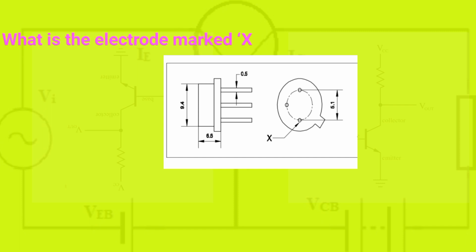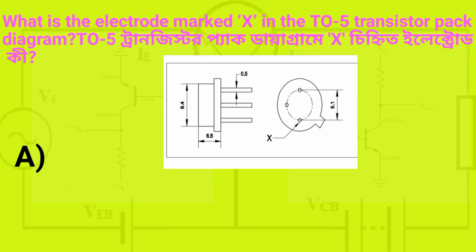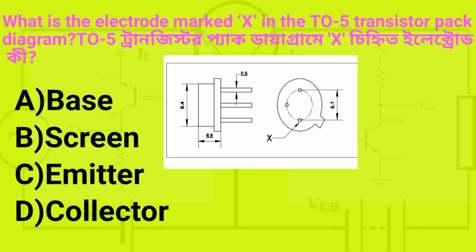What is the electrode mark X in the TO5 transistor pack diagram? Option A base, Option B screen, Option C emitter, Option D collector.